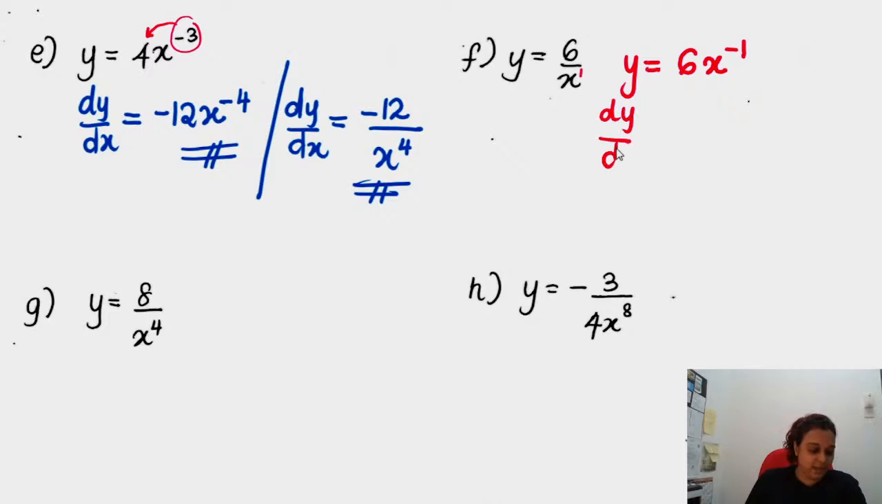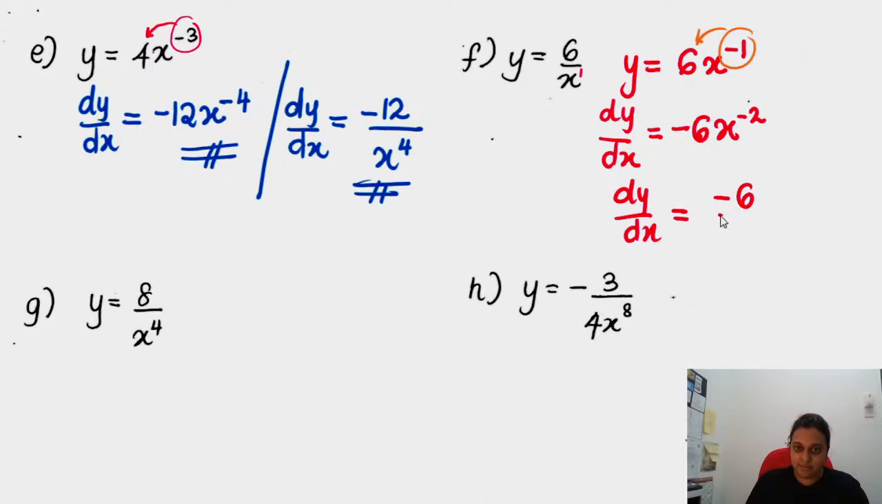So you will get dy/dx equals negative 1 multiplied by 6. Bring to the front, multiply 6, you will get negative 6. x to the power of negative 1 minus 1, negative 2. You can leave your answer like this, or if you want to make sure the final answer is positive, bring the x back down. So this is your answer. Teacher hopes it's clear.